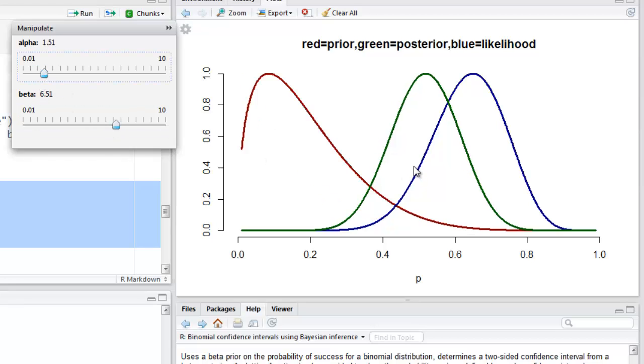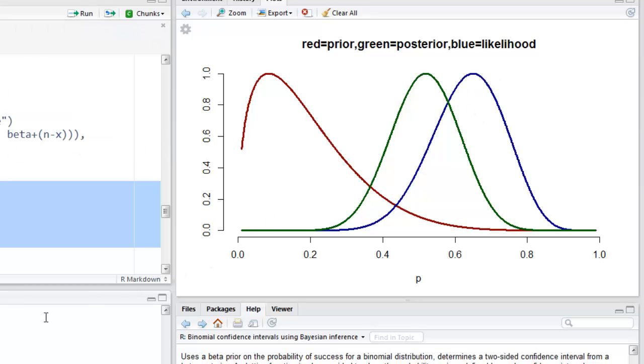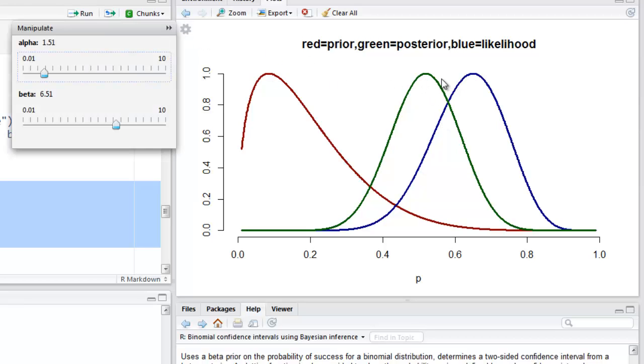There's a little nicer plot. Here I was quite certain that p was around 0.1. It's fairly peaked at low values. My data says otherwise: 13 out of 20. What's 13 out of 20? 0.65. So 0.65 is the MLE, so that's where the blue is over here. So the green gets dragged in between the two.